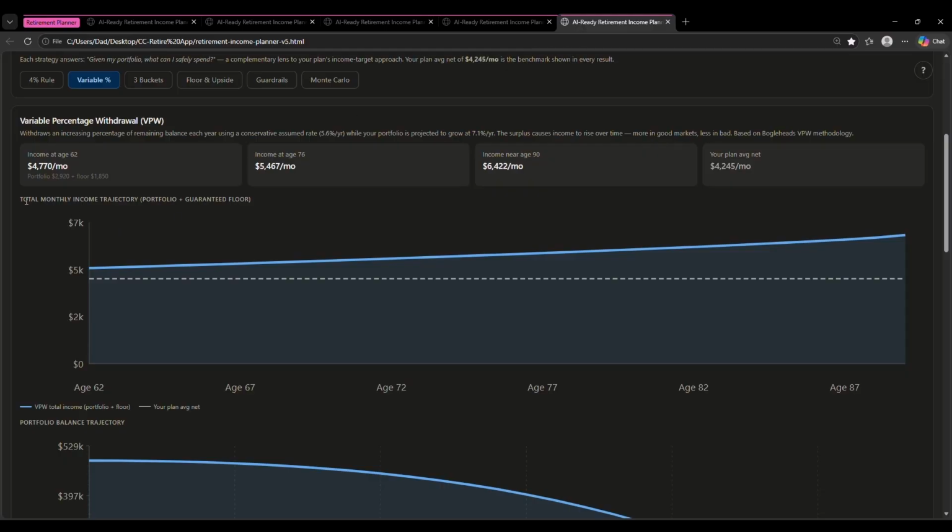So let's look at the first chart here, total monthly income trajectory. The income trajectory chart shows this rising pattern clearly. The blue line is your VPW income. The grey dashed line is your plan average, and your plan average is up here as well, $4,245 a month in this scenario. Where they cross, if they do, tells you at what point in retirement variable percentage withdrawal would exceed your current target.